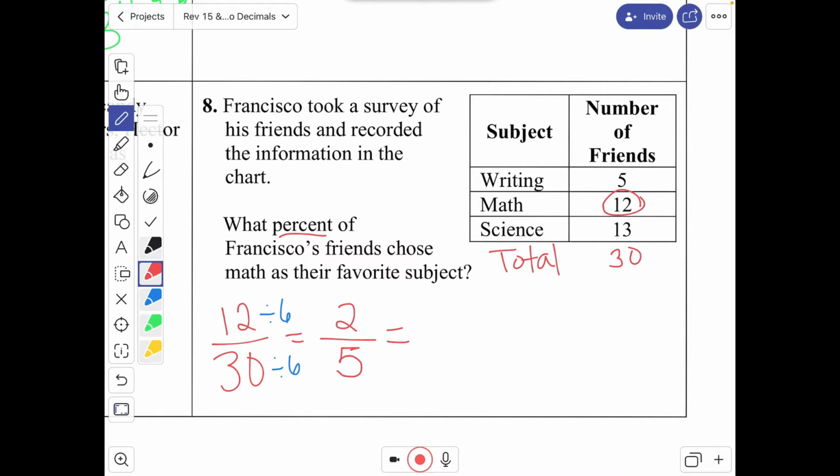Remember, fifths is like counting $20 bills. So 2 of those would be 0.40. Now, if I want to change it to a percent, I move it 2 spaces to the right. That is 40%.